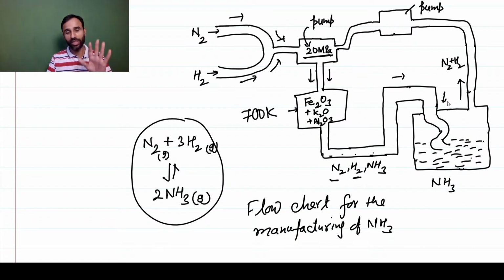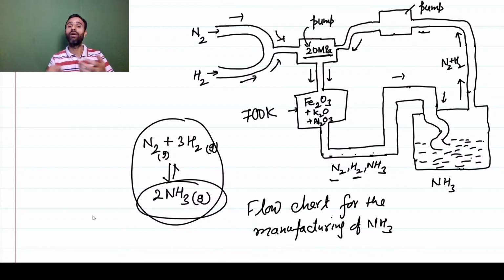remain in the gaseous state and go back because there is a pump which sucks the gas. N2 and H2 go back to the pump at high pressure and are again mixed with catalyst, and therefore with the leftover N2 and H2, equilibrium is maintained and ammonia gas is formed. This process continues till the whole of the nitrogen and hydrogen is converted into ammonia. This is the flow chart for the manufacturing of ammonia.